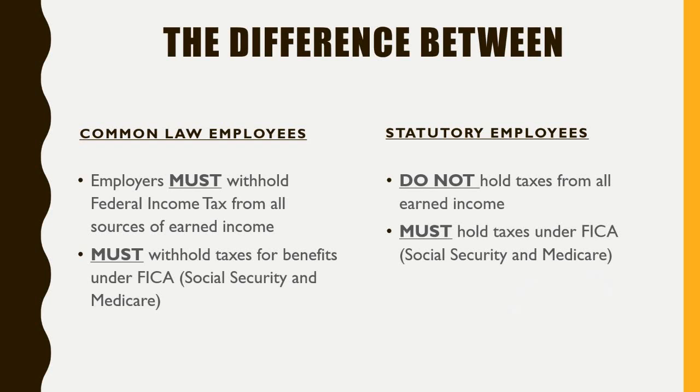And we also must withhold any taxes for benefits, such as FICA, right? Social Security and Medicare. And we'll talk about that further down in the PowerPoint. Whereas your statutory employees are actually not withheld at the income level. So whatever amount they earn for the income, they do not get taxed on it. But one thing that they do need to be taxed on is their FICA, which is their Social Security and their Medicare. So that's the true underlying difference, right?